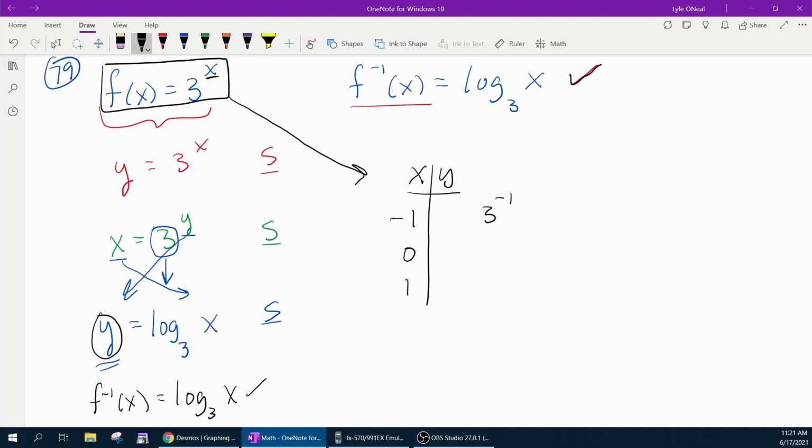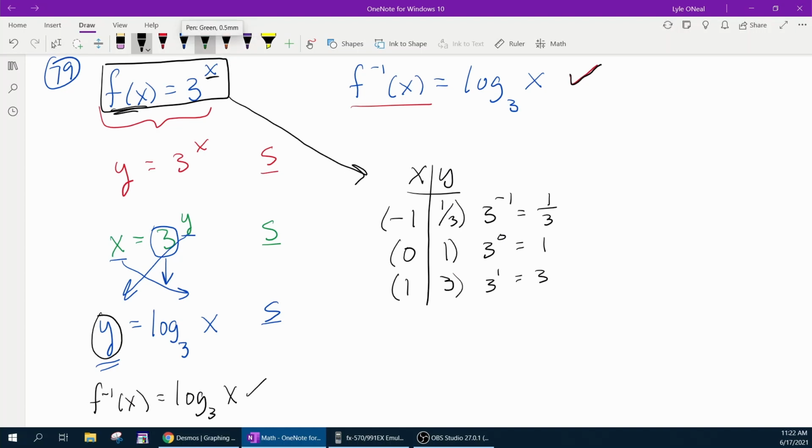So 3 to the -1 is the same as 1 over 3 to the 1, which is a third. So if I plug in a -1 into f of x, I'm going to get a third. If I plug in 0, we know that anything to the 0 power is 1. And then if I plug in 1, anything to the first power is itself. So real quickly, I can generate three ordered pairs for the exponential function.